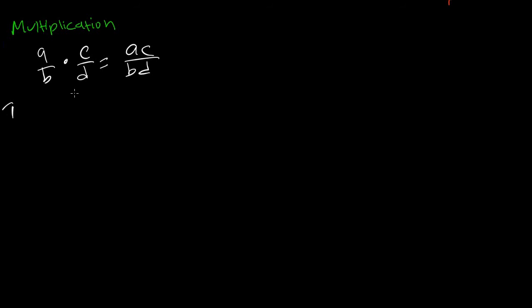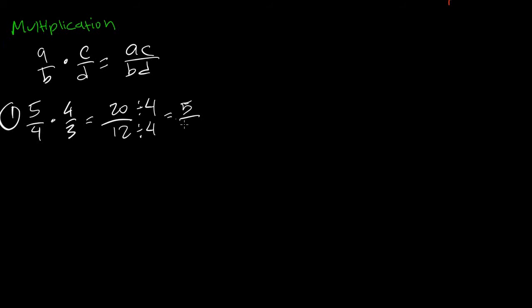For example, we have 5/4 times 4/3. So, let's say like that. We have 5 times 4 is equal to 20. Then, 4 times 3 is equal to 12. Ngayon, pwede pa natin silang ma-reduce by getting the GCF. So, we have 4 here, dahil ayun yung greatest common factor nilang dalawa. 20 divided by 4 is equal to 5. Right? Then, 12 divided by 4 is equal to 3. So, that is our final answer, 5/3.